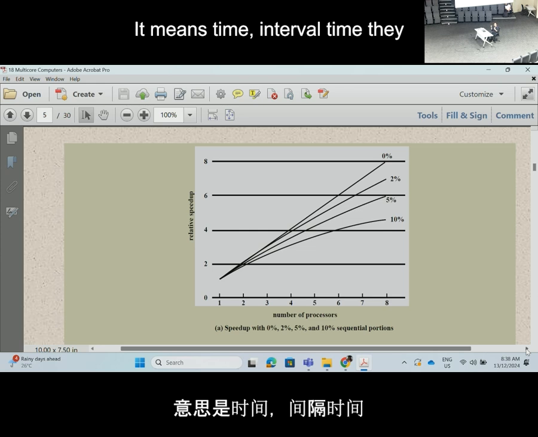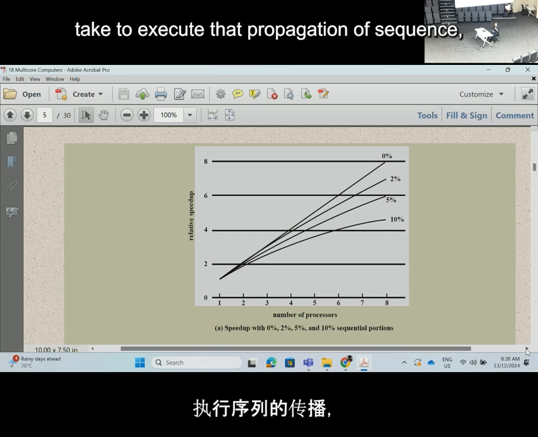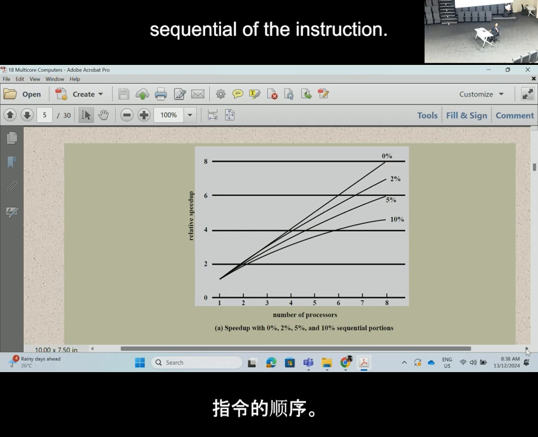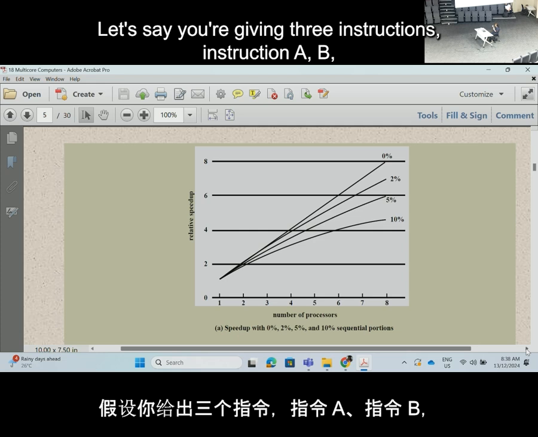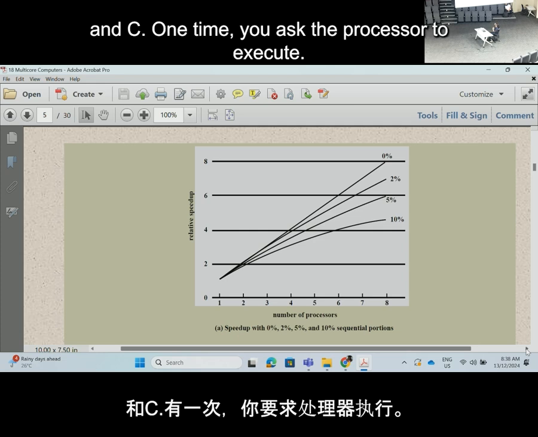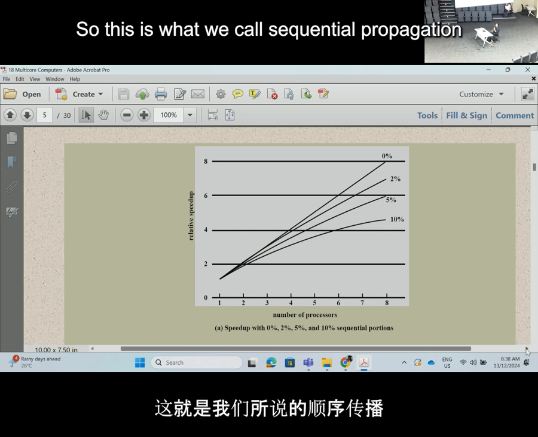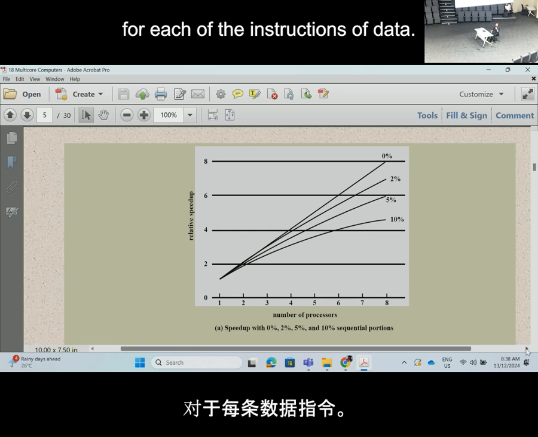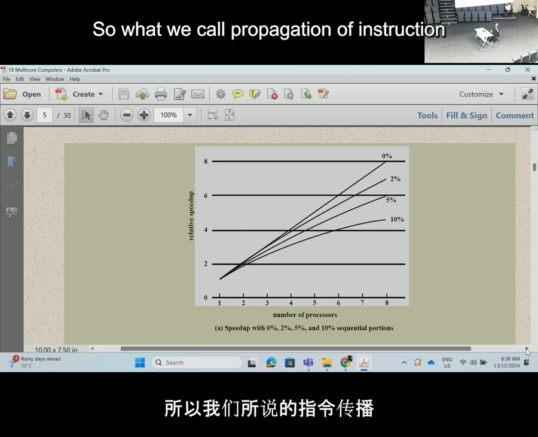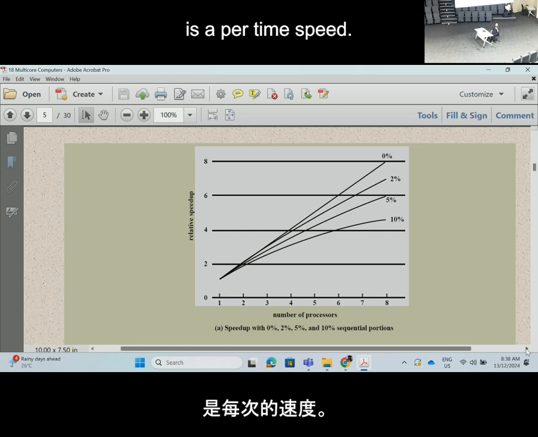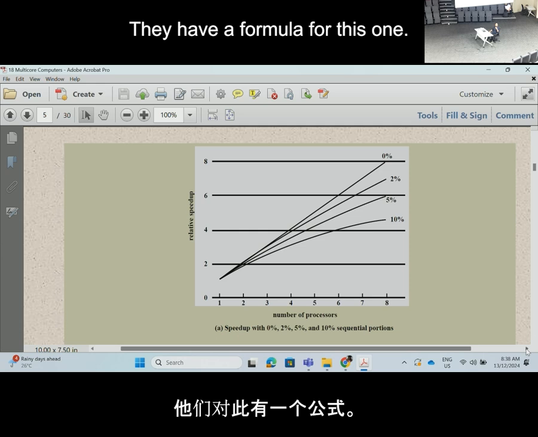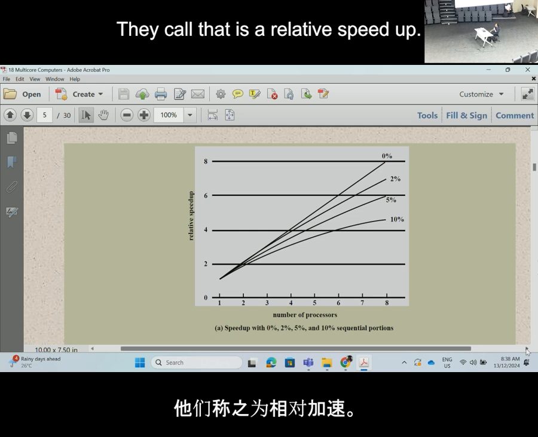Speedup means the time interval they take to execute the propagation of sequential instructions. So if, let's say, you give 3 instructions A, B, and C at one time and ask the processor to execute, definitely it is still in sequence. This is what we call sequential propagation for each instruction of data. So this is what we call propagation of instruction, per time speed. They have a formula for this, which is called the relative speedup.